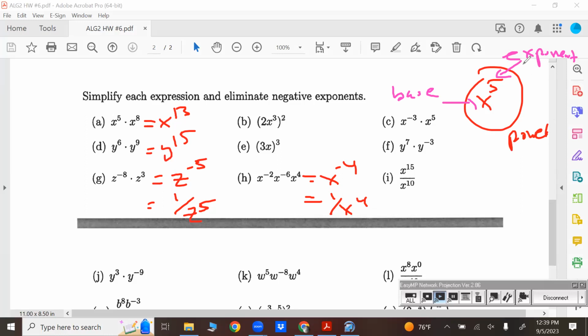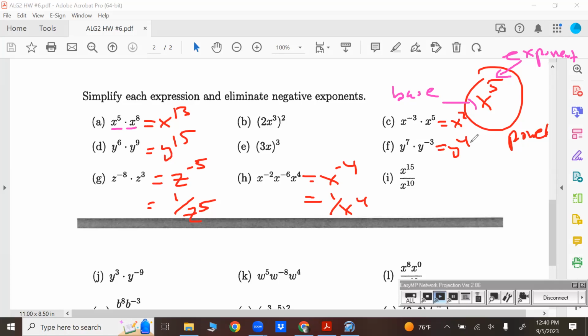So when the bases are the same, like in the case of a, d, g, or h, and you're multiplying the two powers, you would add the exponents, right? So that's what I did for a, d, g, and h. Likewise for c and f. For c, you should get x squared, and for f, you should get y^4. So hopefully that makes sense how those are done.